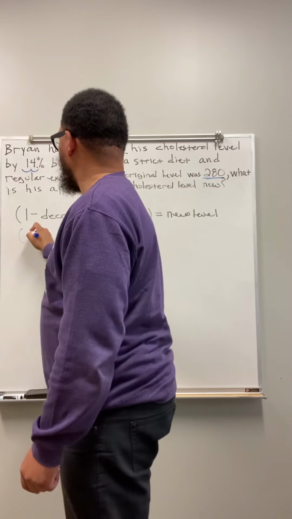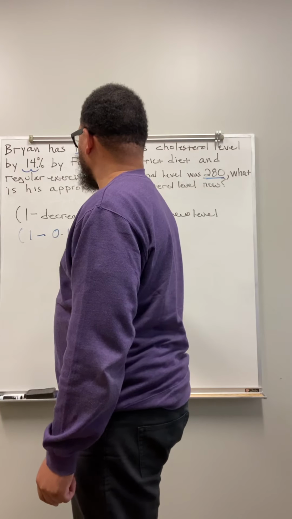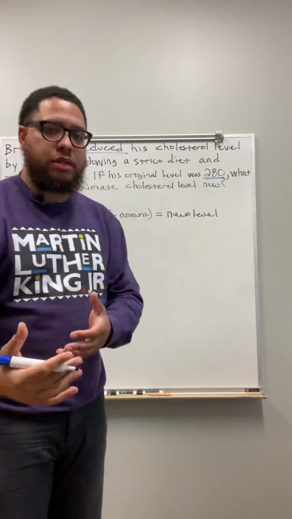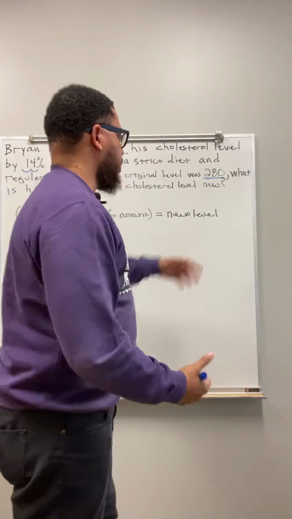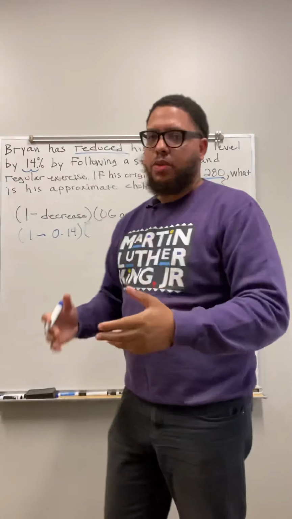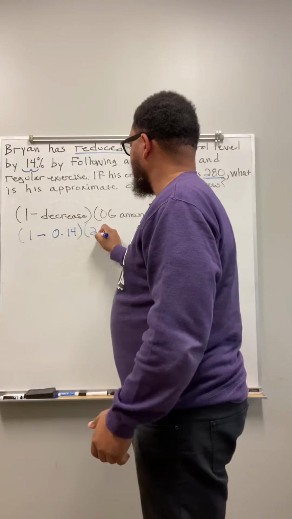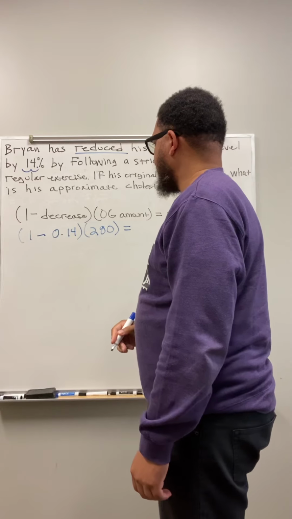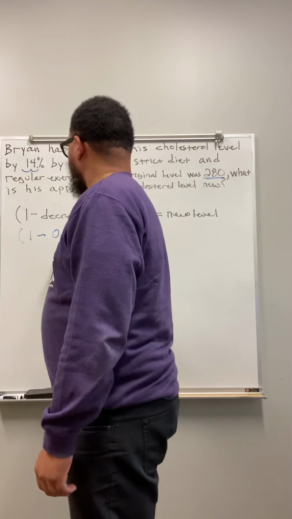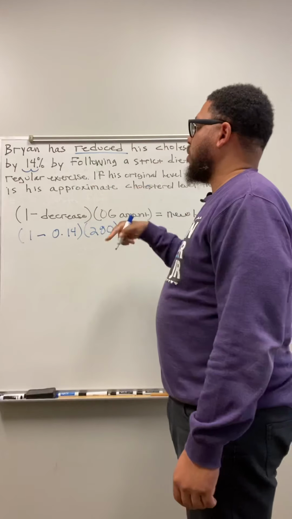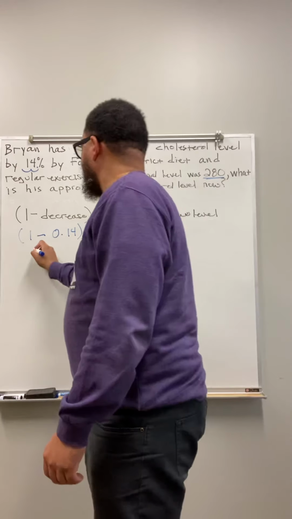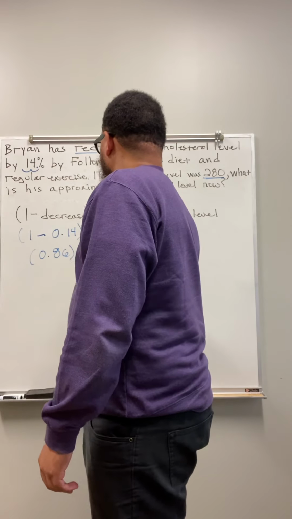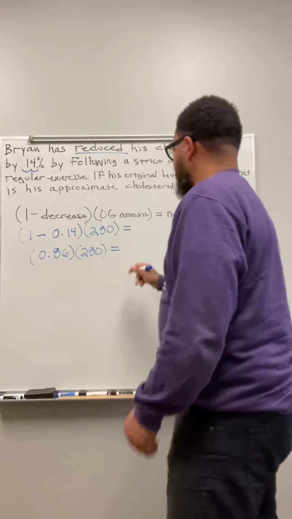So we got 1 minus 0.14 times the OG amount. And the OG amount is what his cholesterol level was originally. Originally, it was 280, right? So that's what we call our OG, or our original amount. So we got 280, and that's going to give us our new level. So we got 1 minus 0.14. 1 take away 0.10 is 0.90, take away 0.04, that's going to be 0.86. And we're going to multiply that by 280.